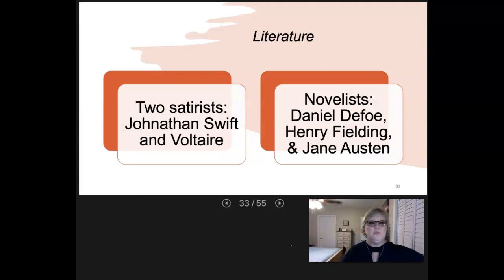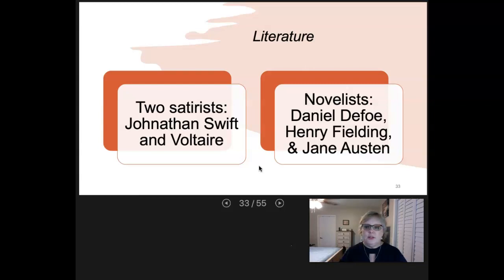Welcome back to part two of the Enlightenment lecture. Part one ended abruptly. I had a technical problem, but here we are going to start back with the literature part and finish out this lecture. We were talking about the Enlightenment and the impact of literature on the period. We've got two satirists, Jonathan Swift and Voltaire, that are prevalent during this period.